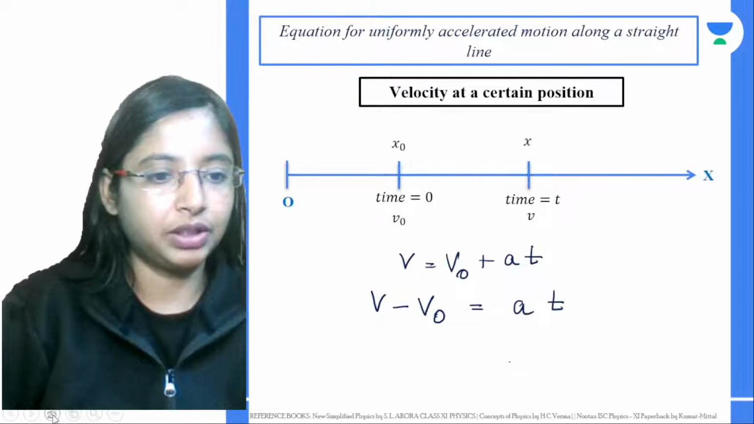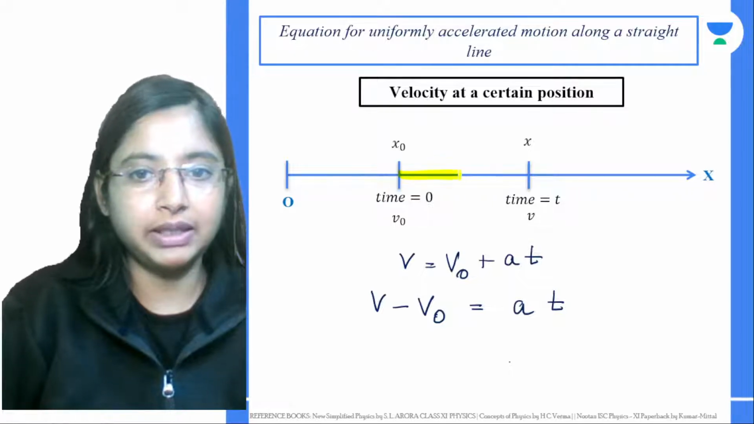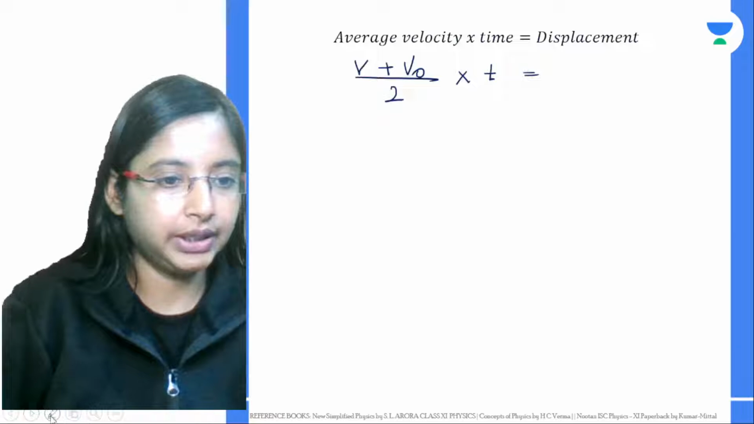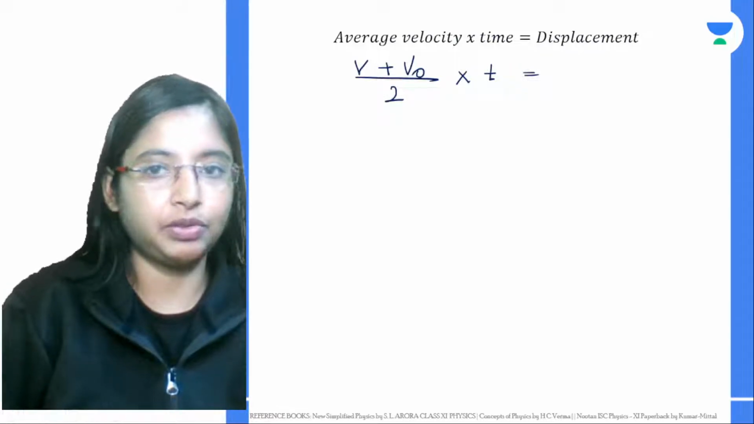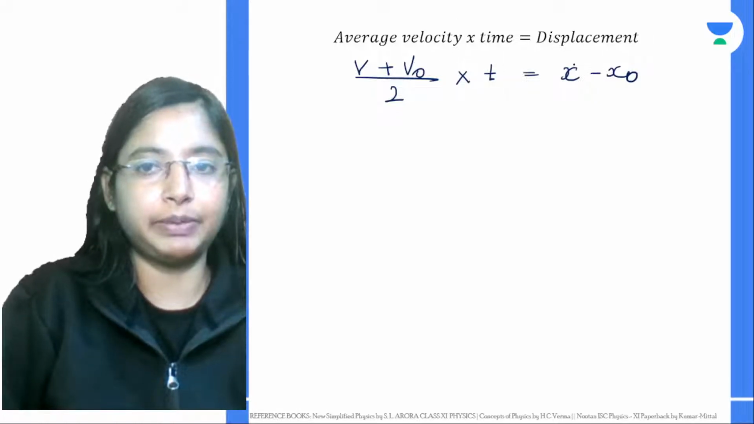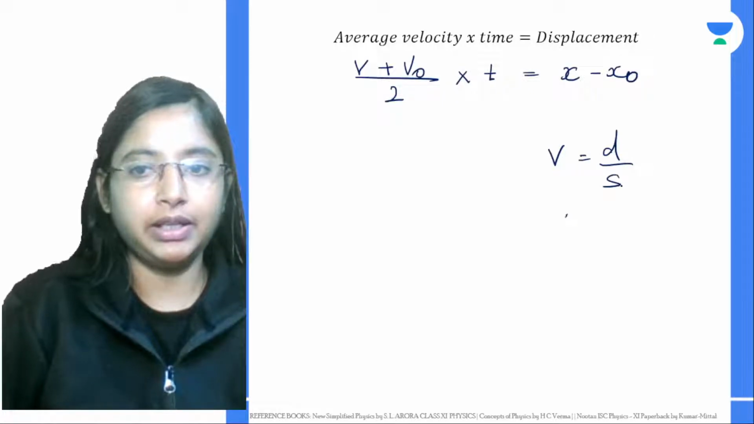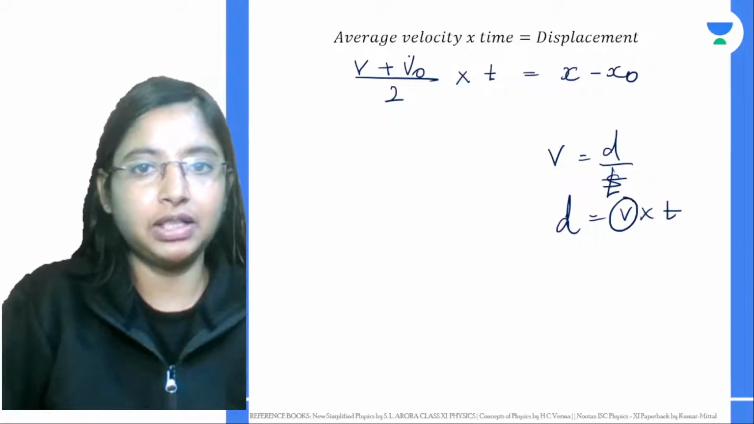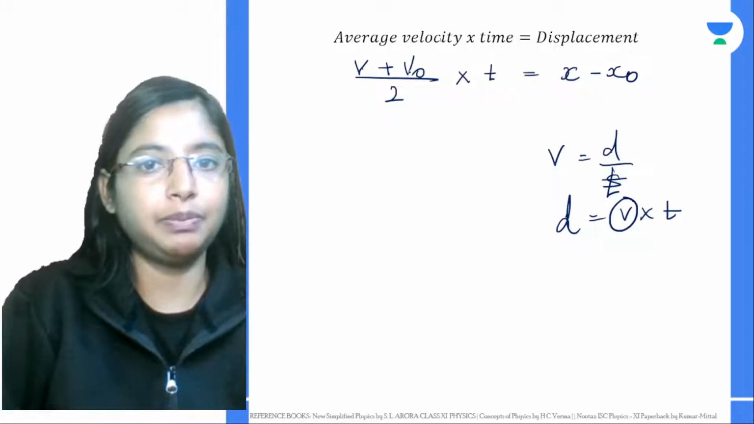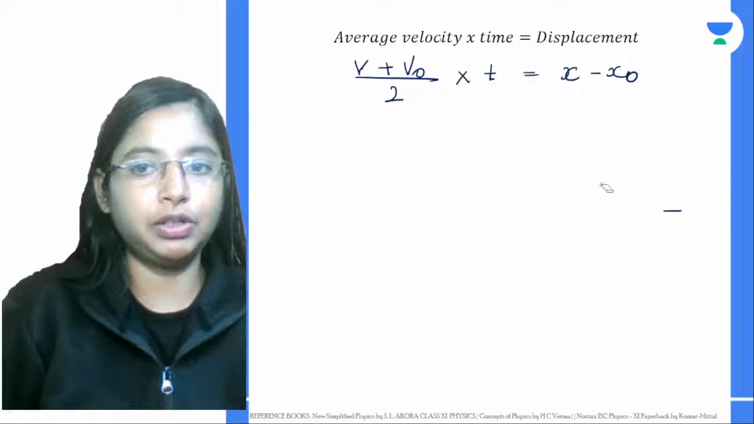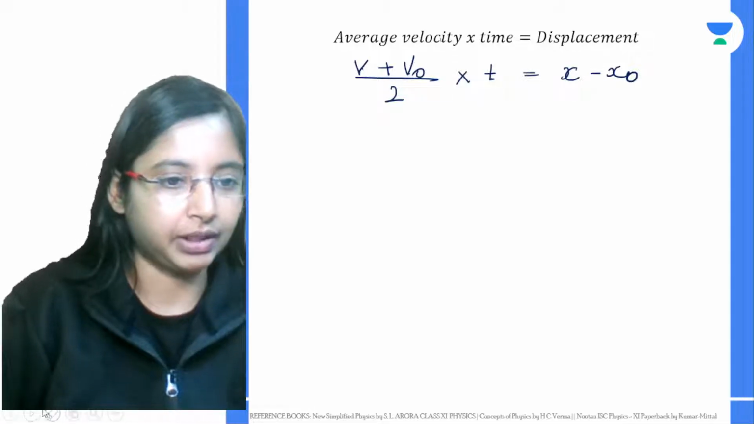What is the displacement over here? The displacement is given by the position. This was the initial position, this is the final position, so displacement will be x minus x naught. So very simple: velocity is distance by time, and displacement is equal to velocity into time. In this case we are taking average velocity, which will be the initial velocity plus the final velocity by 2, into time, is equal to displacement, which we got from the graph.